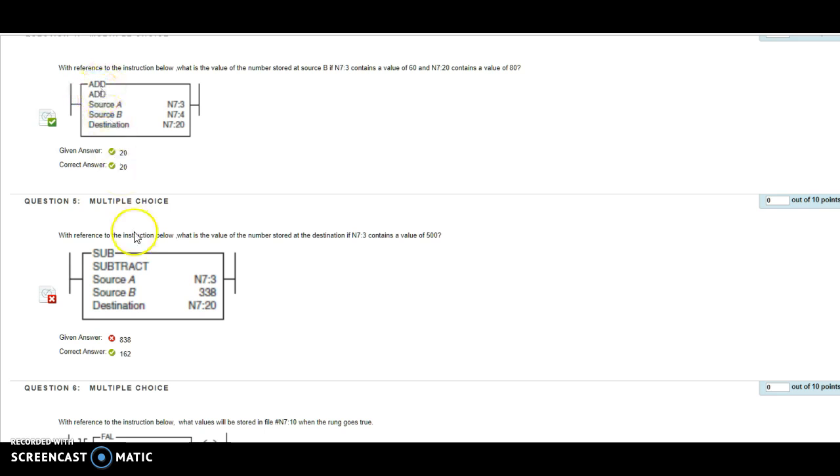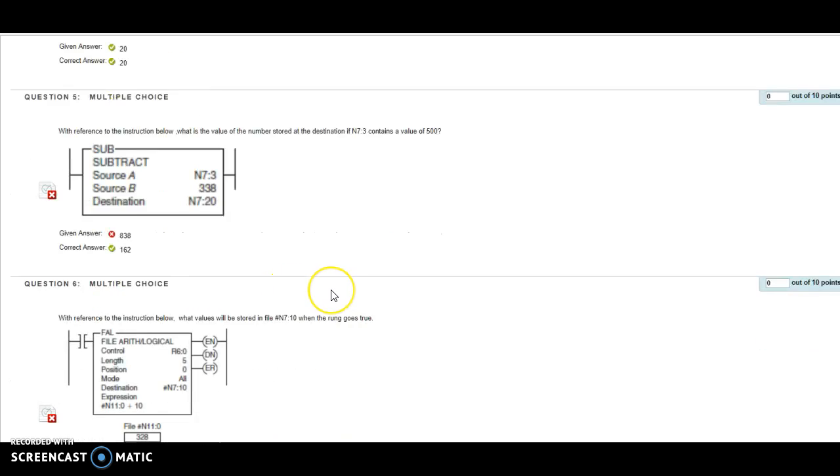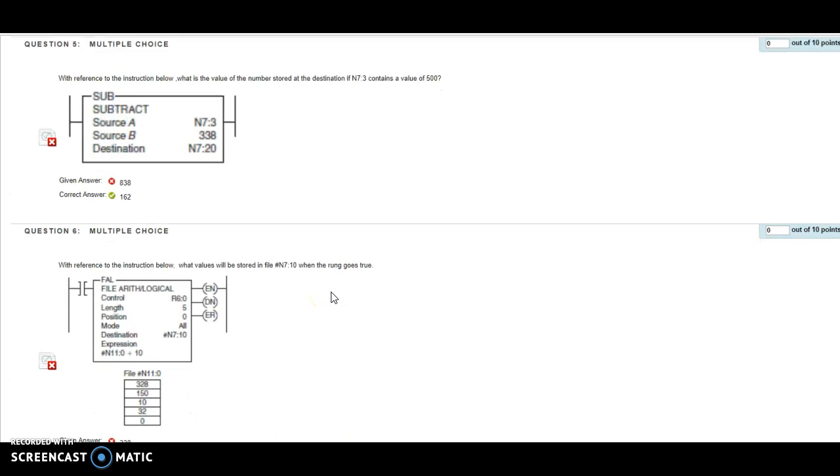Same thing happened here, and you probably didn't notice this was subtraction. But notice this says add, this says subtract. So obviously, with reference here, if N73 contains 500 and we subtract 338 from it, we would not get 838, which is your answer. We would get 162, which is the difference between 500 after 338 is subtracted.